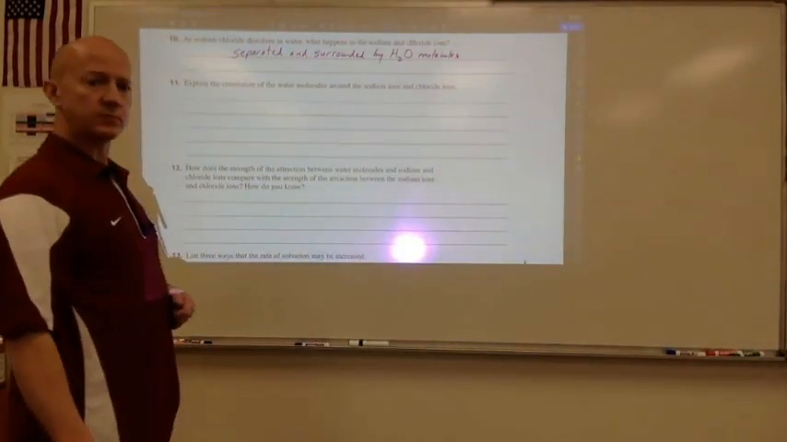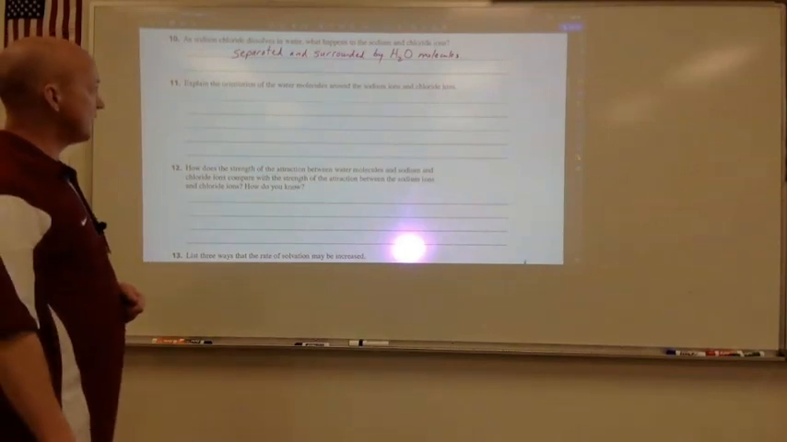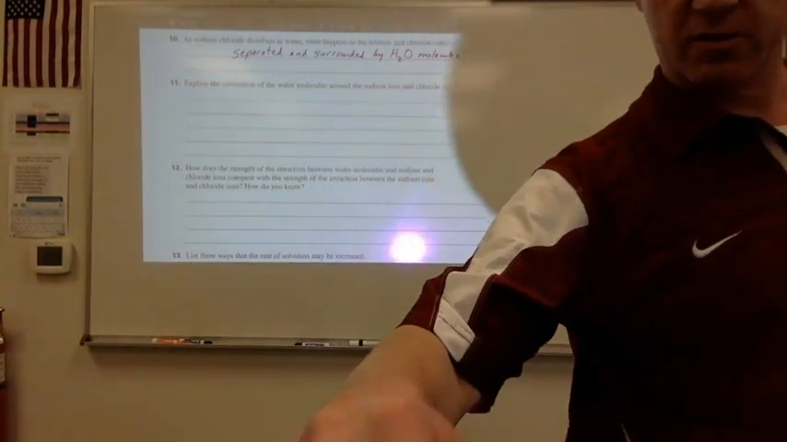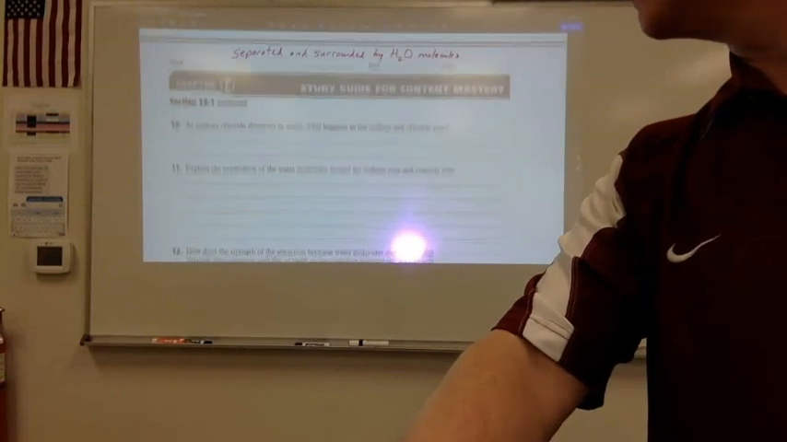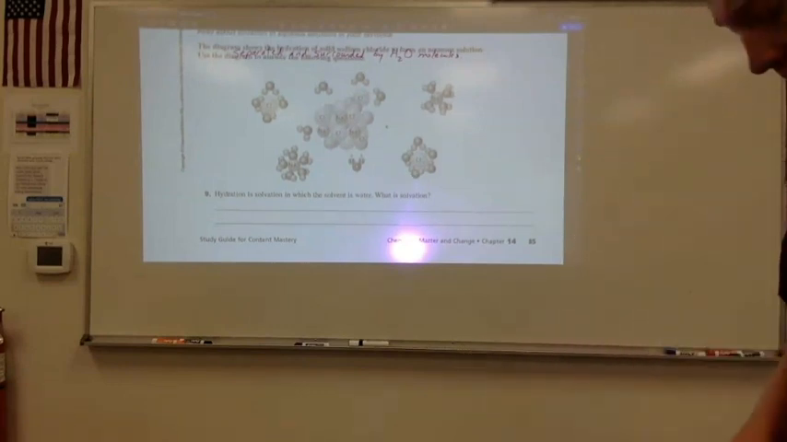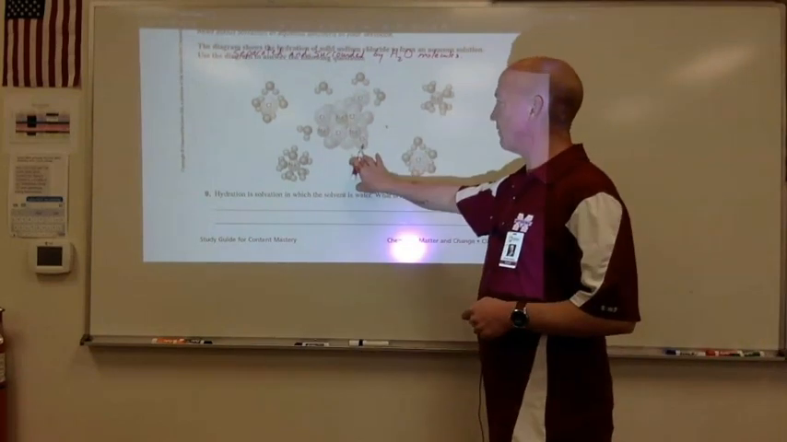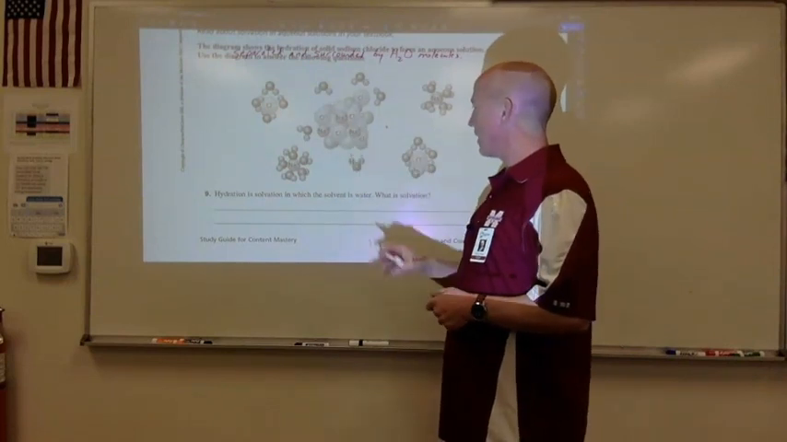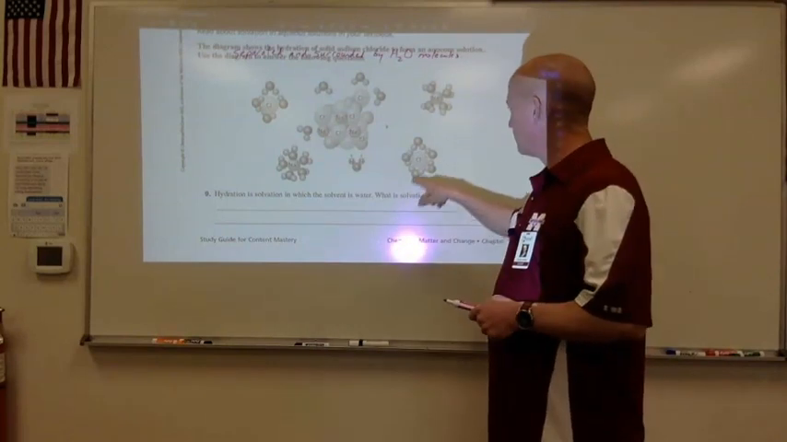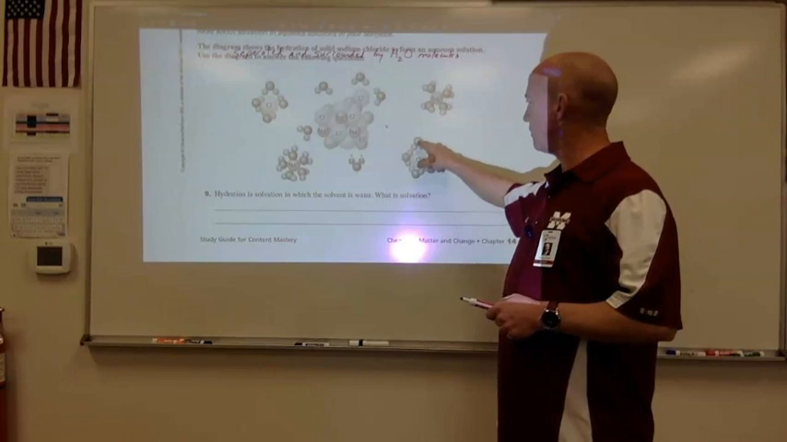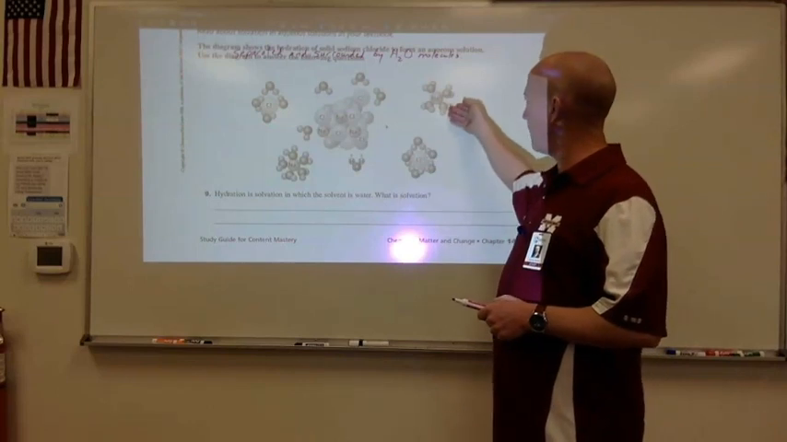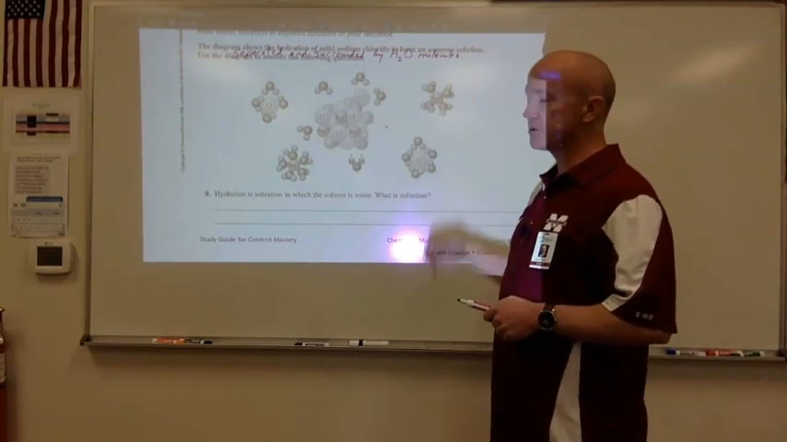All right. The next question, explain the orientation of the water molecules around the sodium ions and chloride ions. Let's look back at the diagram in question. Remember that these water molecules have an attraction to the sodium ions and chloride ions. But notice that around the chloride ions, and you might recall this from our video, the water molecules have the hydrogens pointed toward the chloride ions, and then they have the oxygens pointed toward the sodium ions.